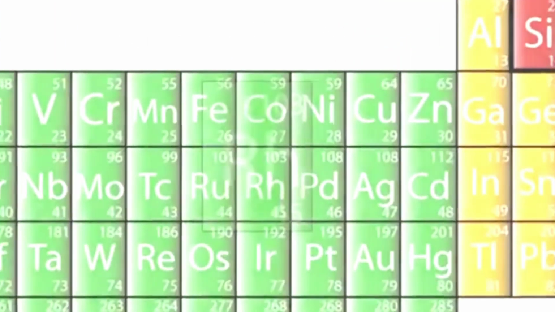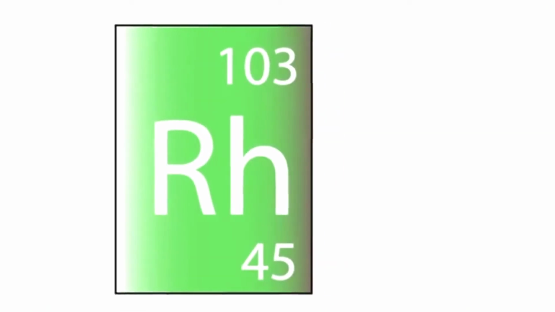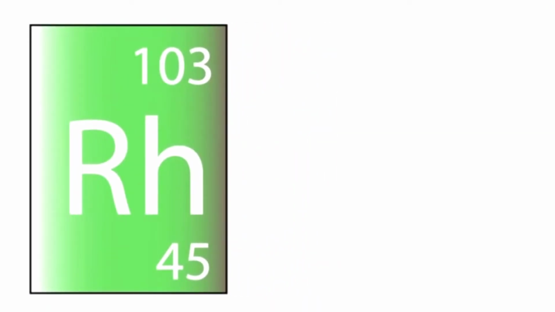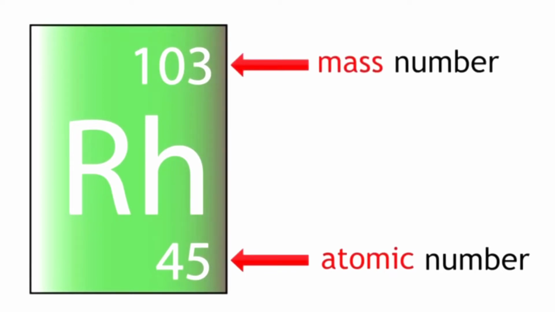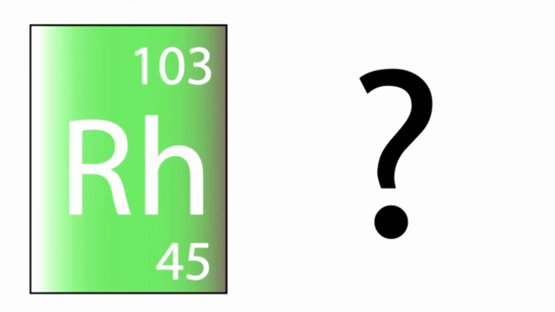When you look at the periodic table, you'll see that each element has its own box. And within that box, you'll find two numbers: the atomic number, or proton number, and the mass number. But what do these numbers mean?